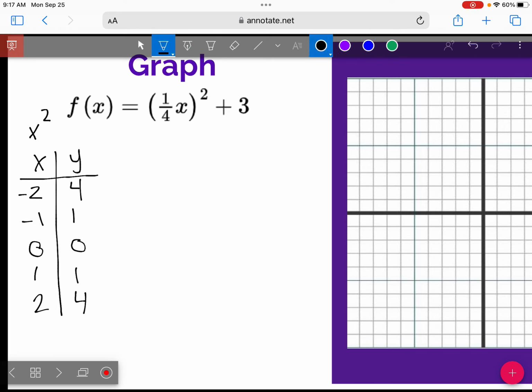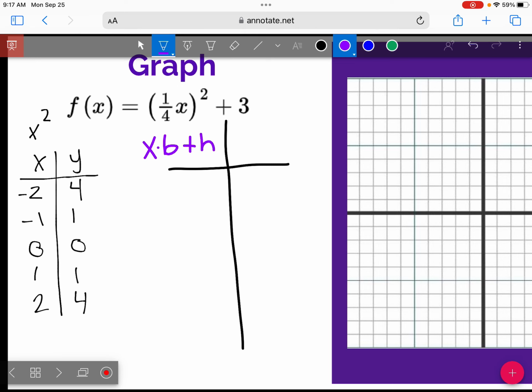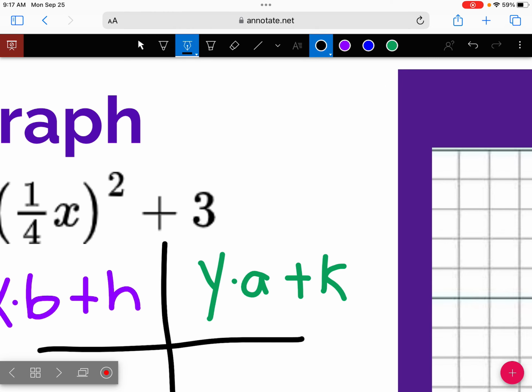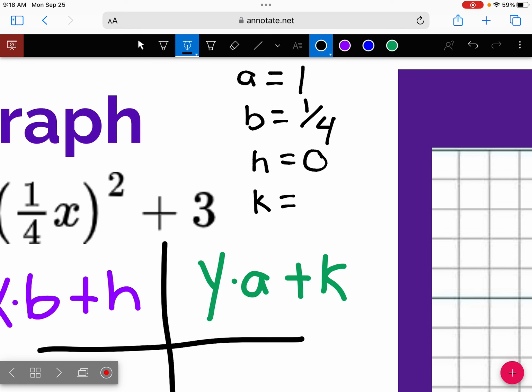Then when we do our transformed function, x times b plus h, y times a plus k. So we're going to look at our function and find out what a is, what b is, what h is, and what k is. We're going to find them all. So what is our a value? 1. What is our b? 1/4. What is our h? 0. And what is our k? 3.